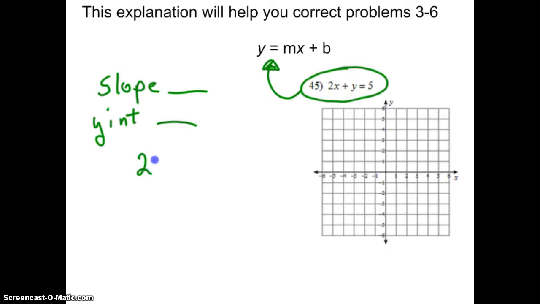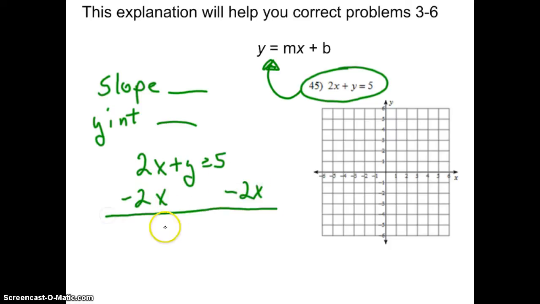So we have the problem 2x plus y equals 5. The goal is to get y by itself and in this state. So we're going to subtract 2x from both sides. That leaves us with y is equal to negative 2x plus 5. If you recall, m is the slope, the y-intercept is b.